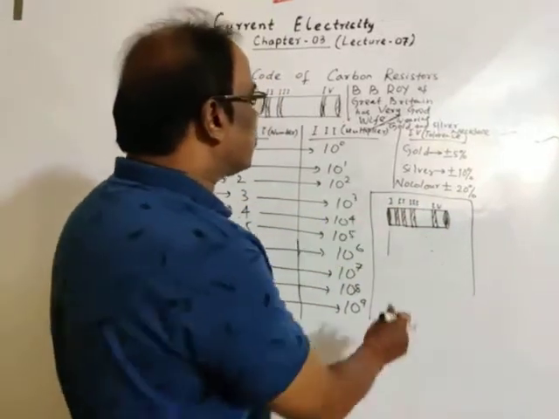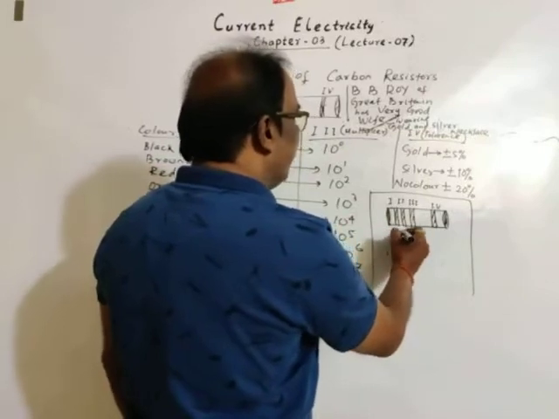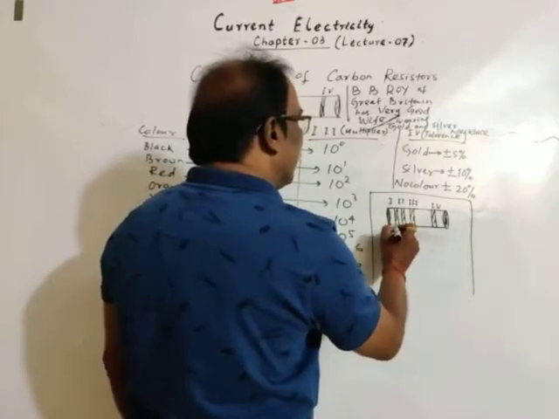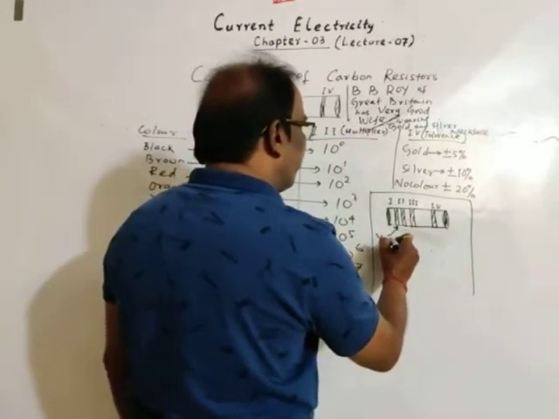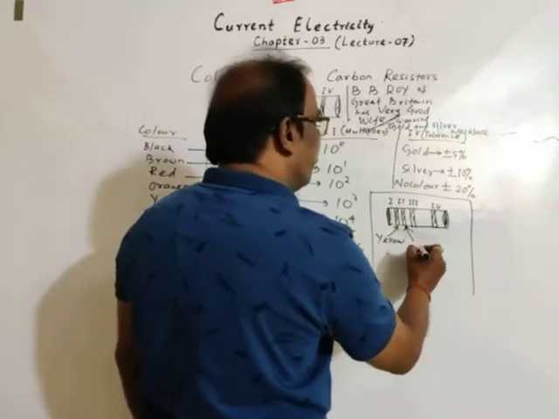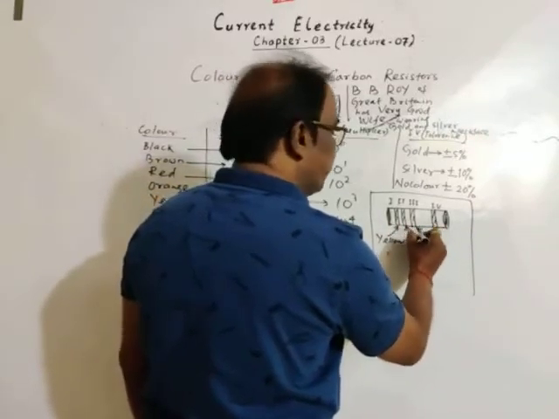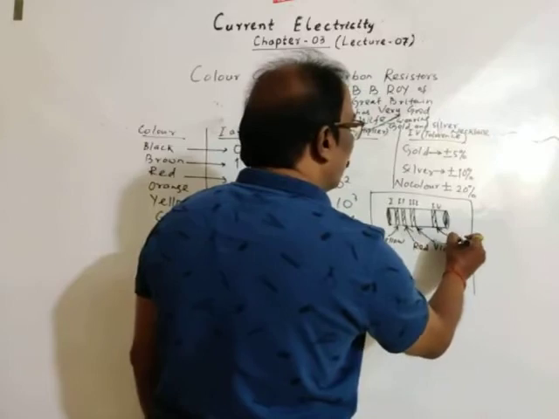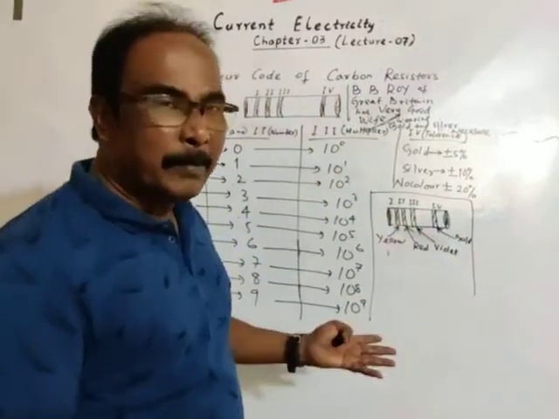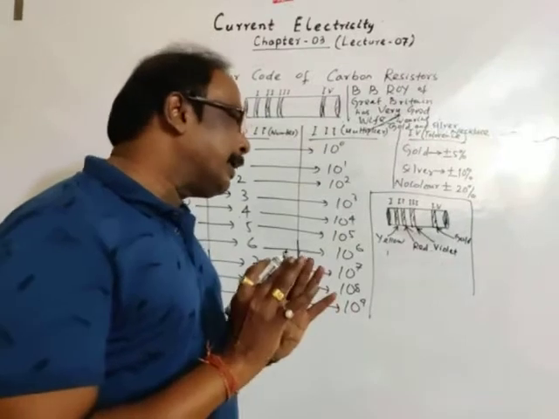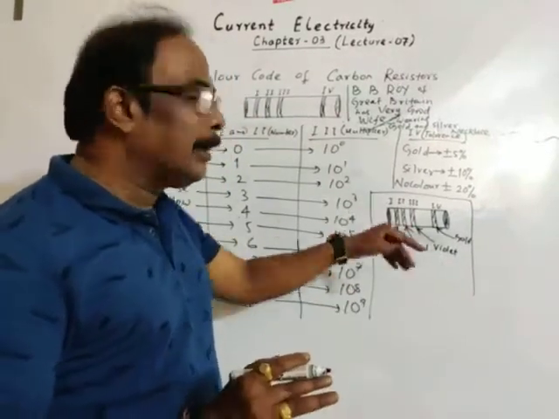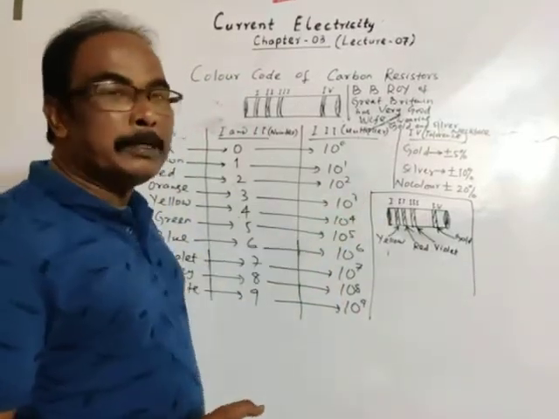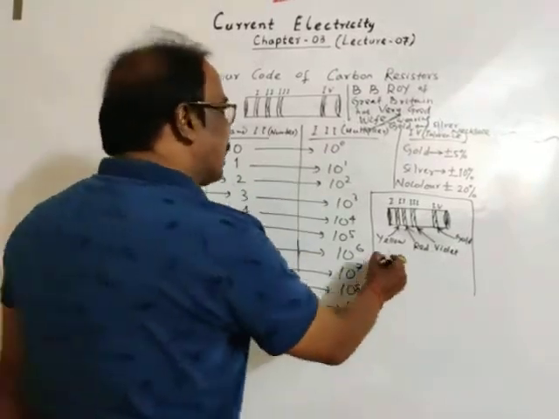Suppose the colors are given like this. First band is yellow, second band is red, third band is violet, and fourth band light gold. Of course, these three may be of the same color or of different colors, whatever is given, it is easy to know the resistance. Then it is asked, what is the resistance of this carbon resistor?